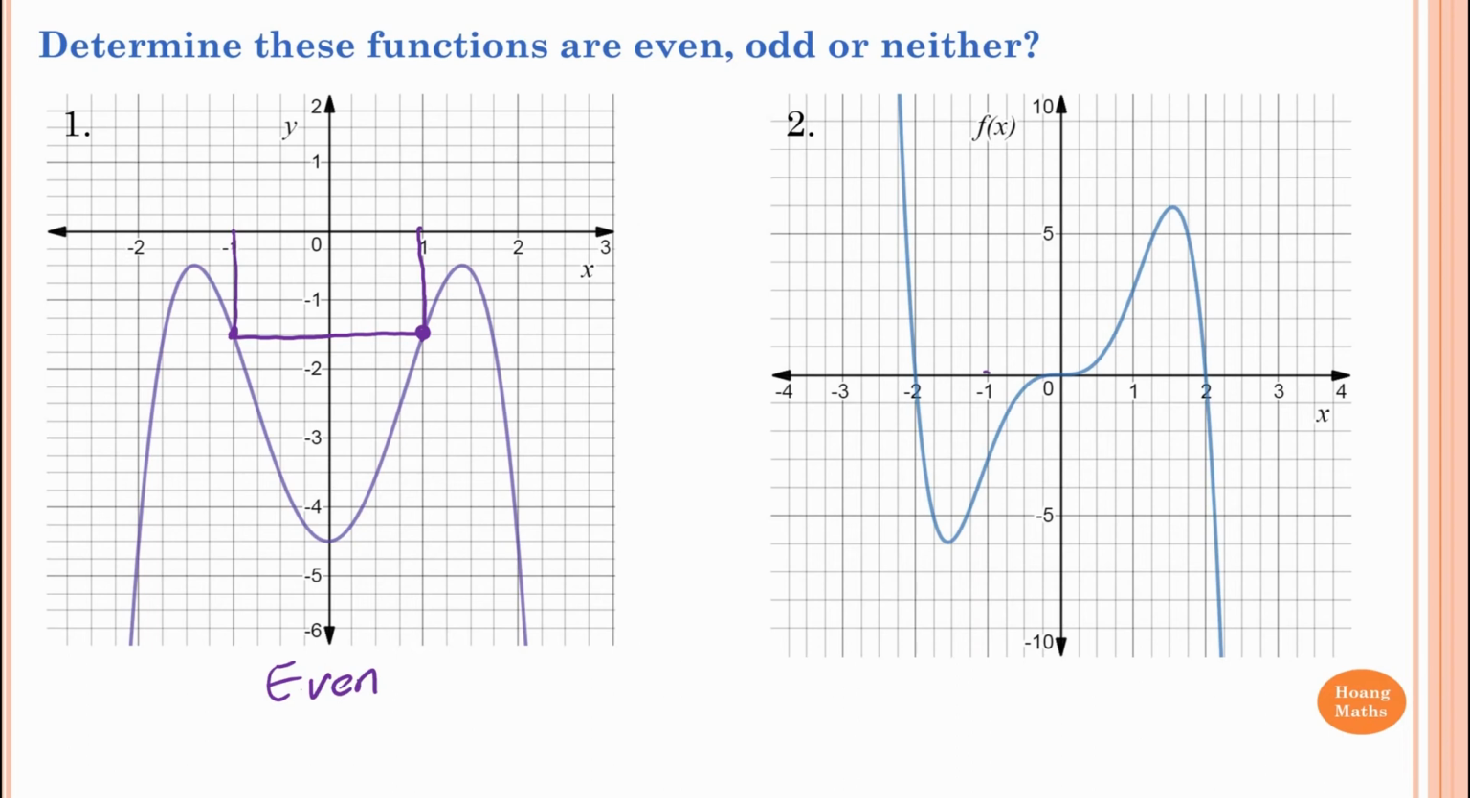Second one: f of negative 1 is this, and f of 1 is this. So this is negative 3, and f of 1 is 3. So they are opposites, right? f of negative 1 is equal to negative f of 1. Therefore, it is an odd function.